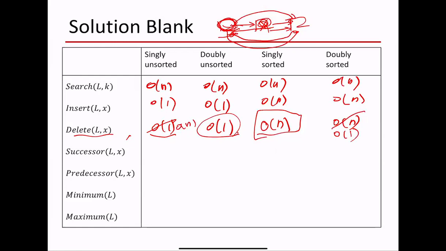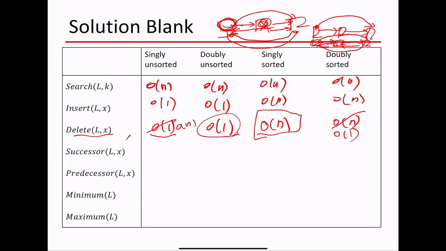Why? The same reason. Even if sorted, deletion works the same way, so I have to know. When it's doubly sorted, I maintain who's my previous and I maintain who's my next. Therefore, I can tell them to do this. Therefore, it's big O(1). Okay. Clear? Yeah. Okay, thank you. Good point. It's So Young, right? Yes. Thank you. And the successor?